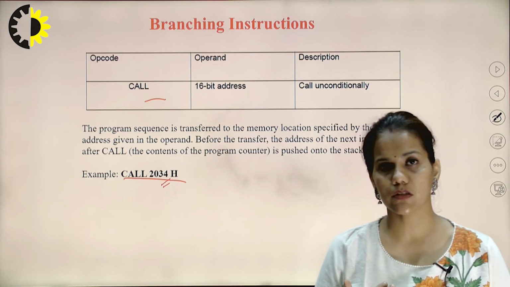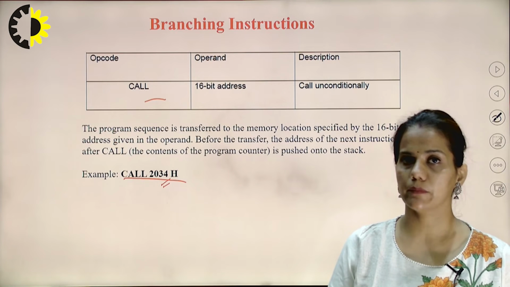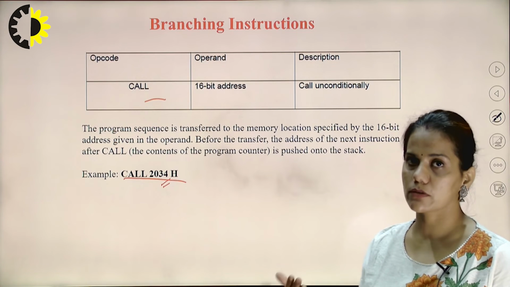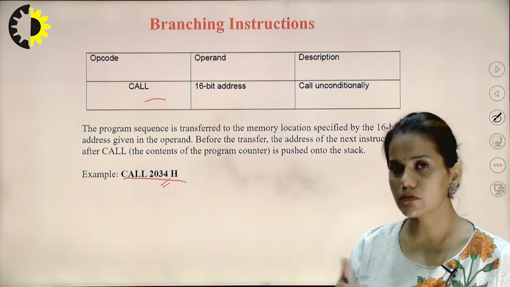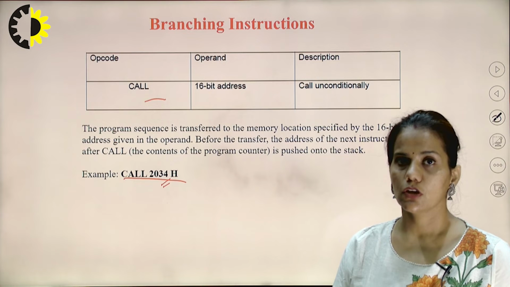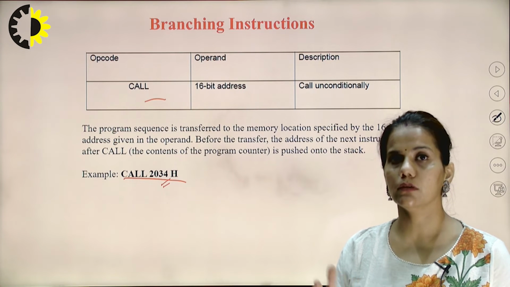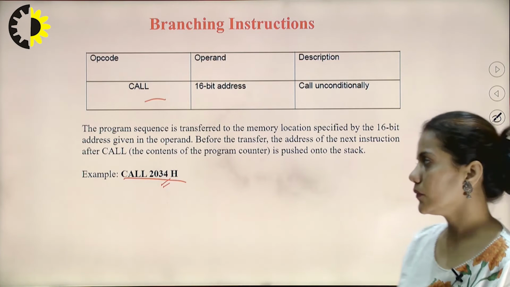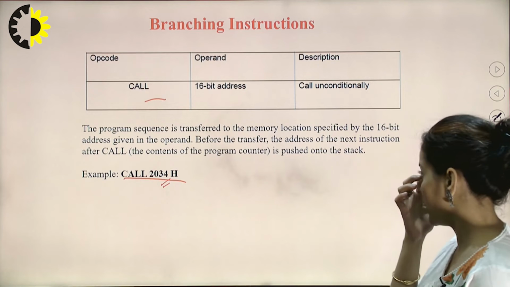In the call instruction, the program flow can get back to the main program when it encounters the return instruction in the subroutine. But when we are using the jump instruction, there is no provision of coming back to the main program. But in call instruction, there is the provision by writing the return instruction.